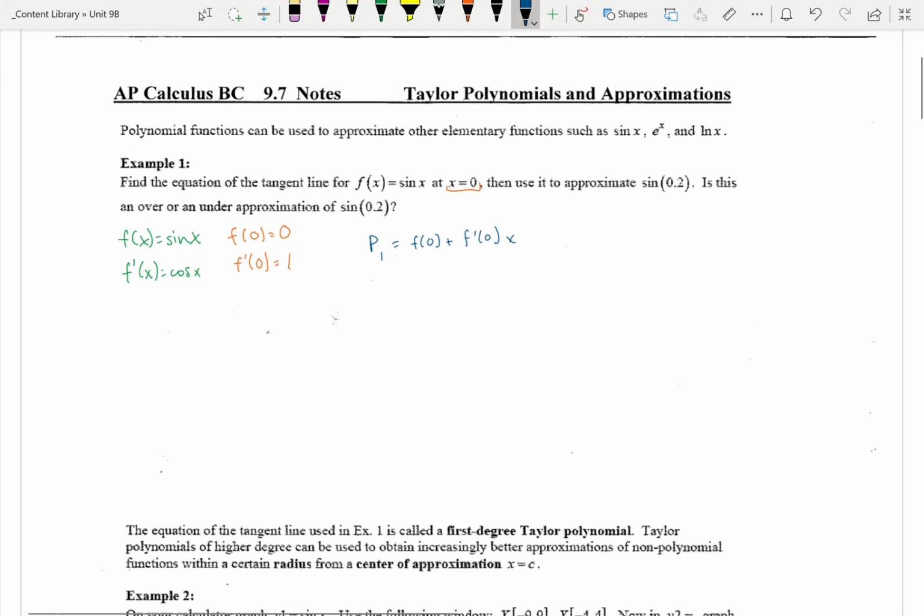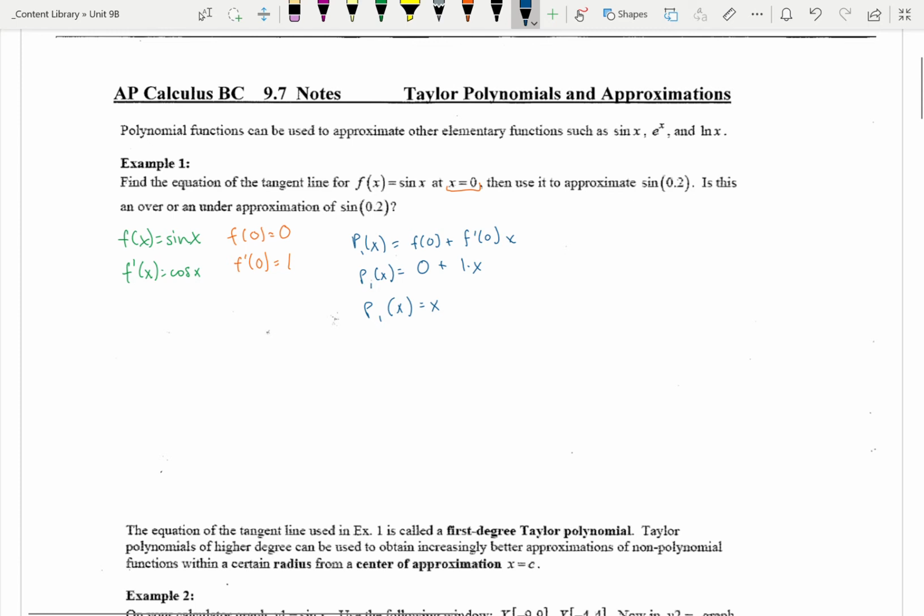Okay, this is perhaps a format that we haven't used a whole lot in the past, but it's going to help us in this unit. So p1 of x is a function of x, and we know that f of 0 equals 0, and we know that f prime of 0 equals 1, and so we've got p1 of x equals x. That's the equation of the tangent line of sine of x at x equals 0.